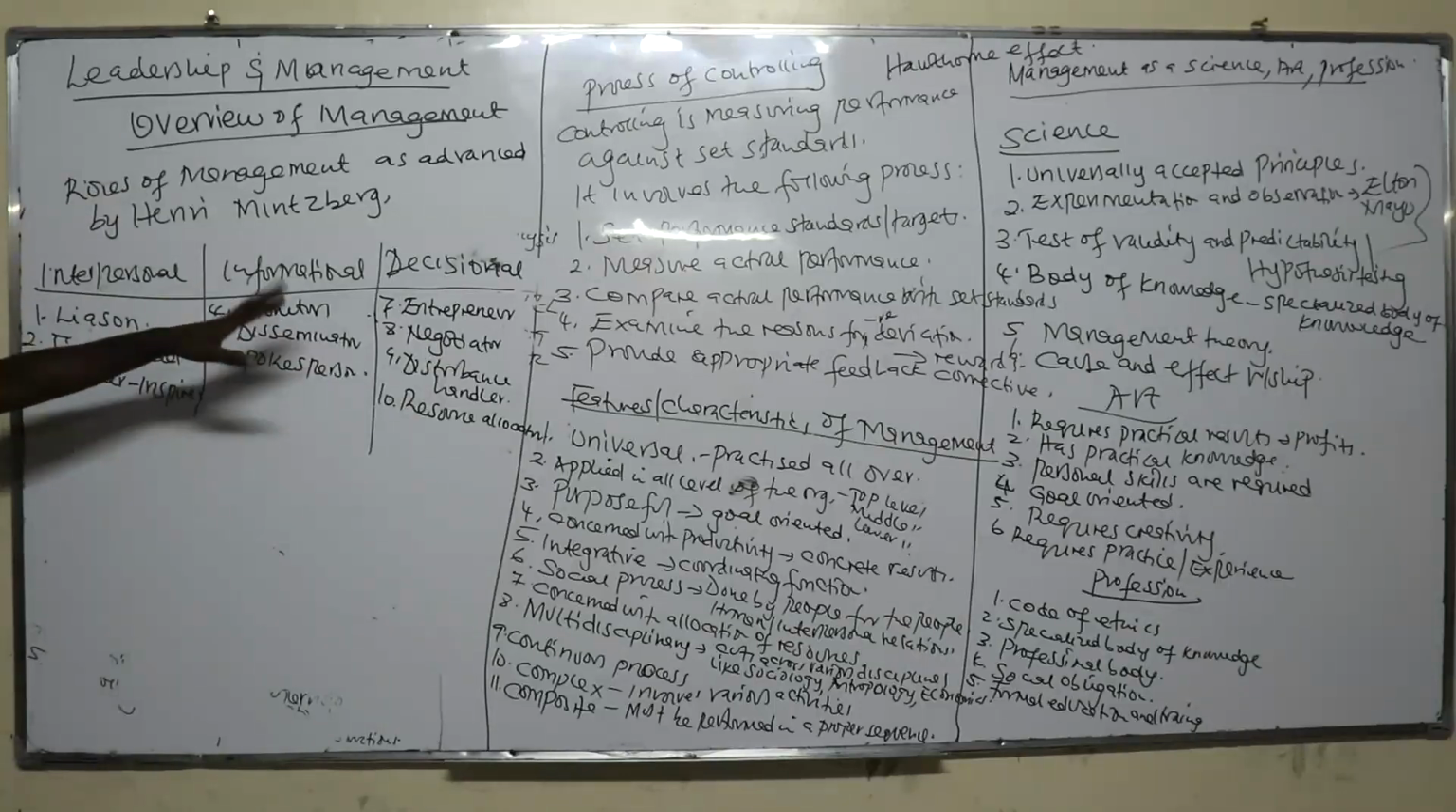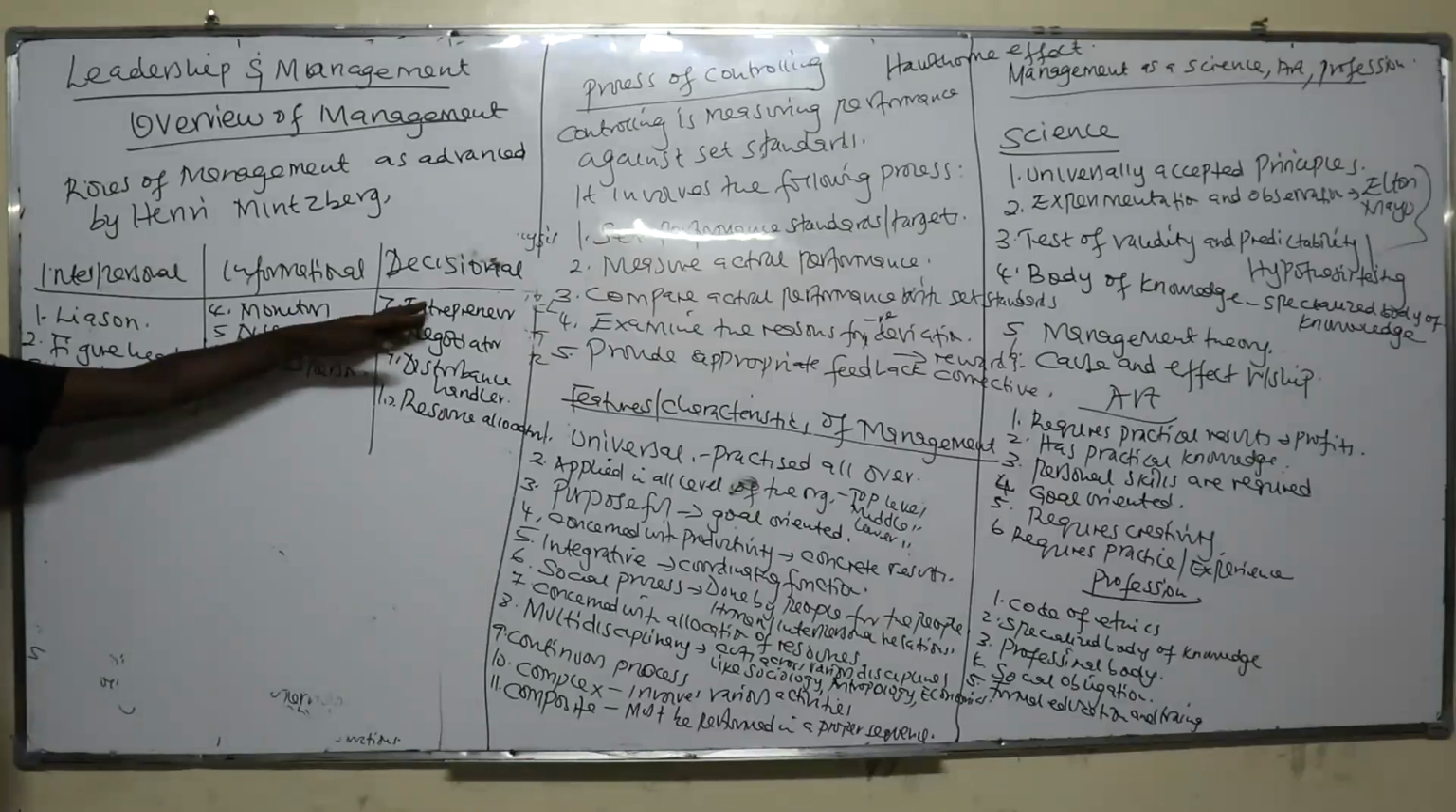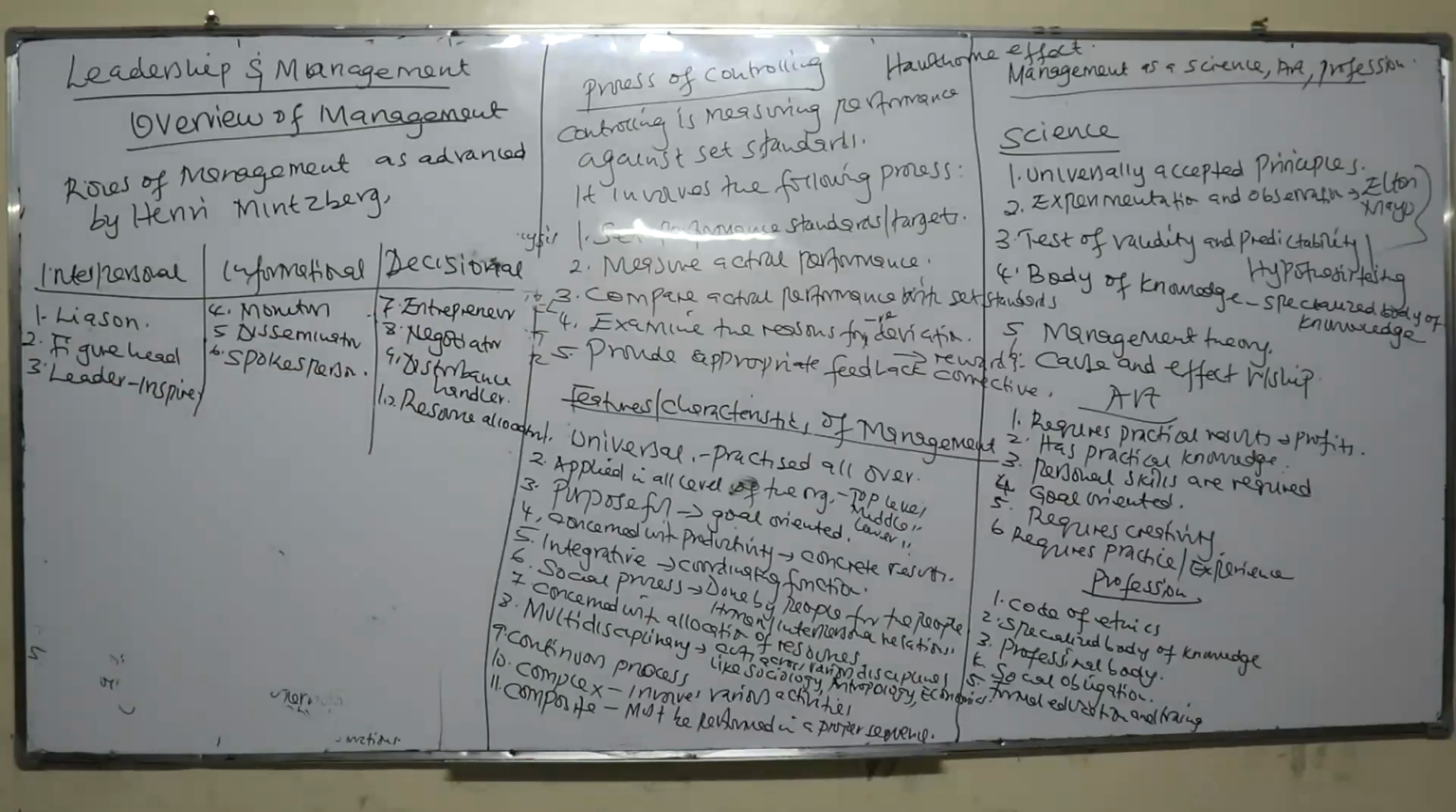For instance, the question that was there some time back was decisional, 8 marks. Are you together? So you discuss only entrepreneur, negotiator, disturbance handler, and resource allocator. And you may note the key terms. For you, the key terms are entrepreneur, negotiator, disturbance handler, and resource allocator. So we are done with the roles of management. We move on to look at levels of management.